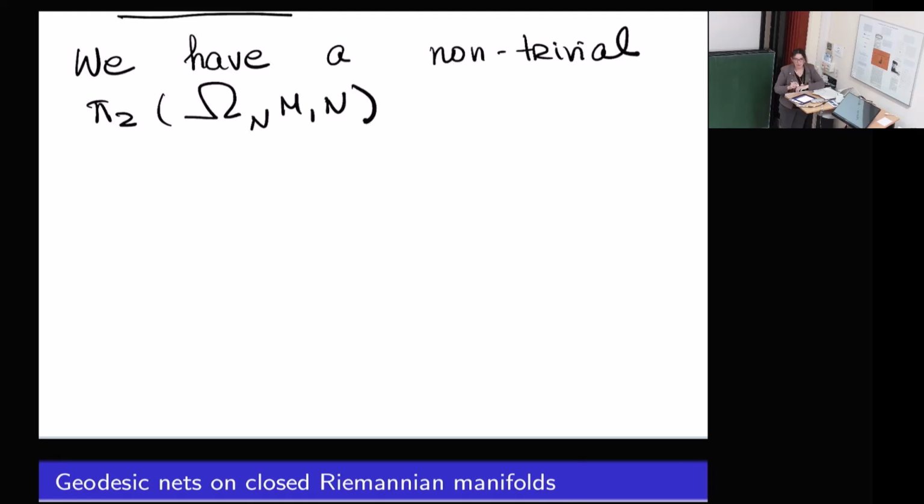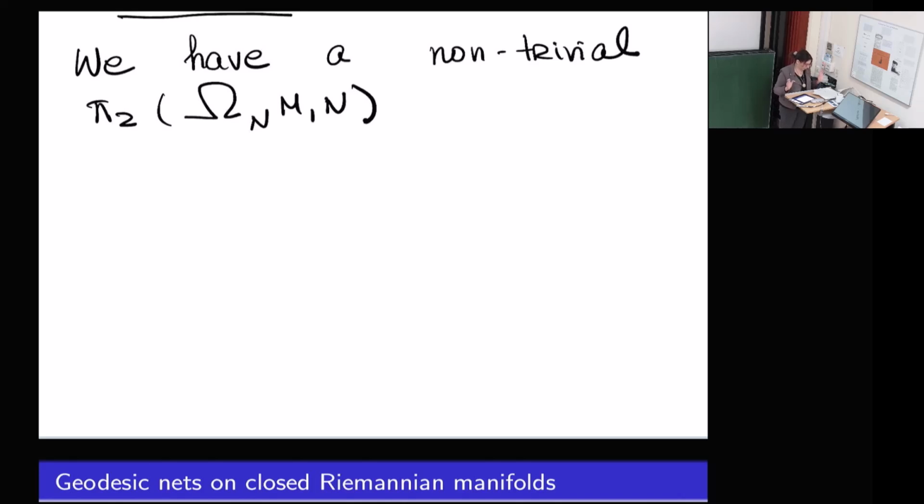Okay. May I ask, by the pair omega M, N, do you mean you consider them constant loops or loops within N? I consider constant loops. Yeah, not loops within N, thank you.